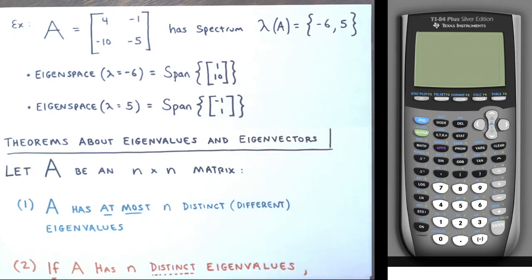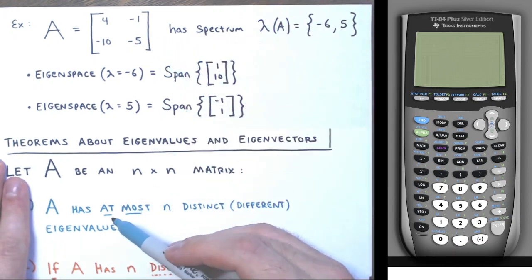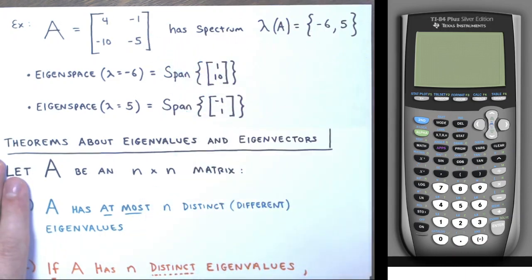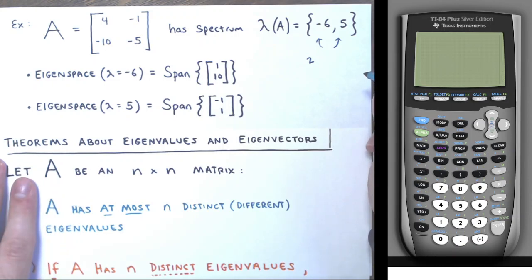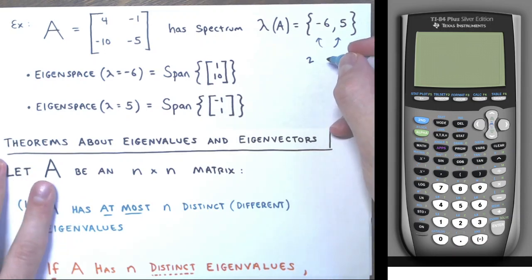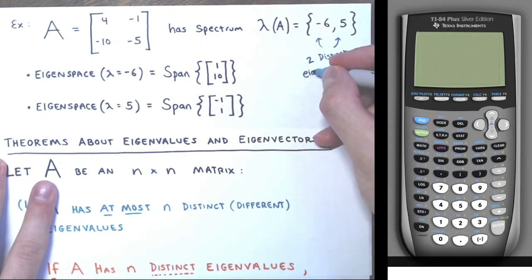So notice statement 1 is true. It's a 2 by 2 and it has at most 2 distinct eigenvalues. In fact, it does have 2 distinct eigenvalues. I mean, it could have 2 or 1, but at most 2. It can't have more than 2. So it does have 2 distinct eigenvalues.